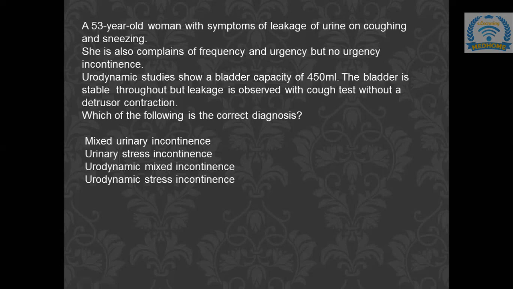A 53-year-old woman with symptoms of leakage of urine on coughing and sneezing. She's also complaining of frequency and urgency, but no urge incontinence. Urodynamic studies show a bladder capacity of 450 ml. The bladder is stable throughout, but leakage is observed with cough test without a detrusor contraction. Which of the following is the correct diagnosis?